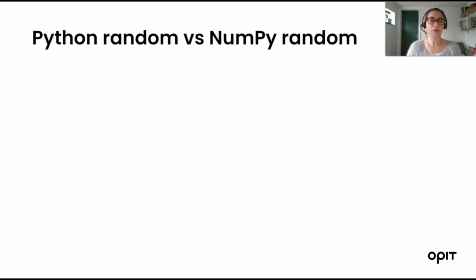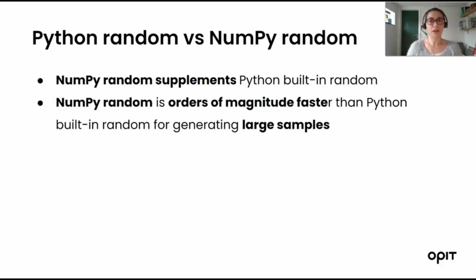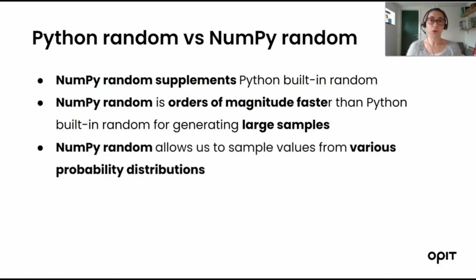We have seen in previous lessons that Python has the built-in function random for generating random numbers, or pseudo-random, but I will sometimes just call them random for short. NumPy also has a random function which supplements the Python built-in random function. The NumPy random function is orders of magnitude faster than the Python built-in one when we use it for generating large samples. It also allows us to sample values from various probability distributions.